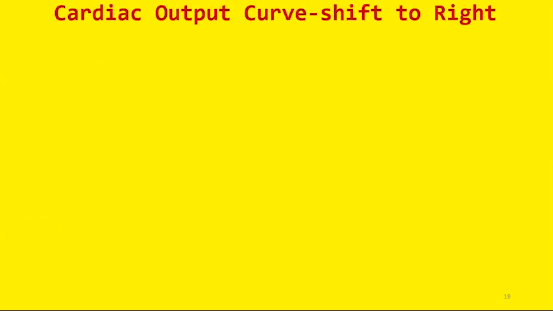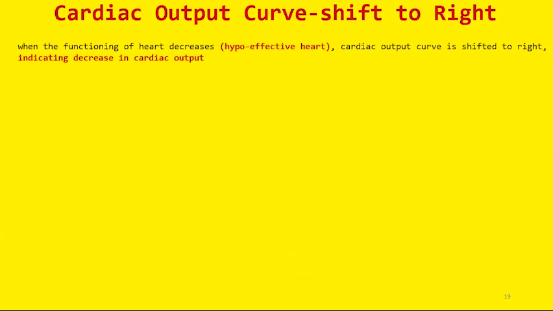We have discussed the factors that shift the cardiac output curve to the left. Now we will discuss the factors that affect the cardiac output curve and shift this curve to the right. So rightward shift indicates hypoeffective heart. Remember that. Leftward shift is hypereffective heart. Right side shift is hypoeffective heart. By hypoeffective heart, we mean decrease in the cardiac output.